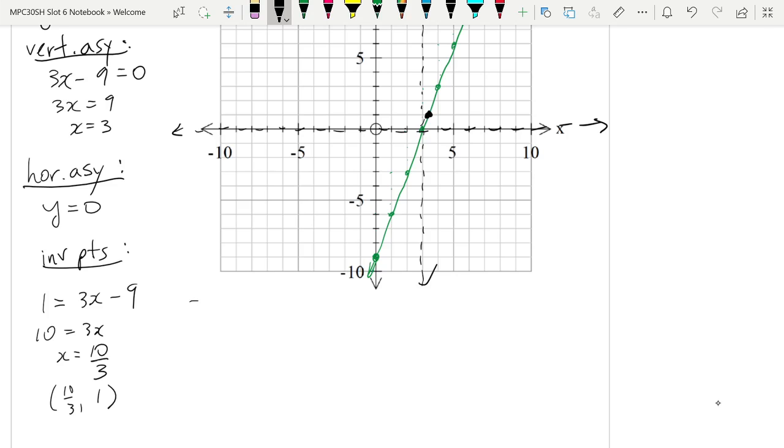My other invariant point happens when y is negative 1. And that would be an 8. So when x is 8 thirds, y is negative 1. And that looks pretty good. Negative 1's about here. Yeah, 8 thirds, right?